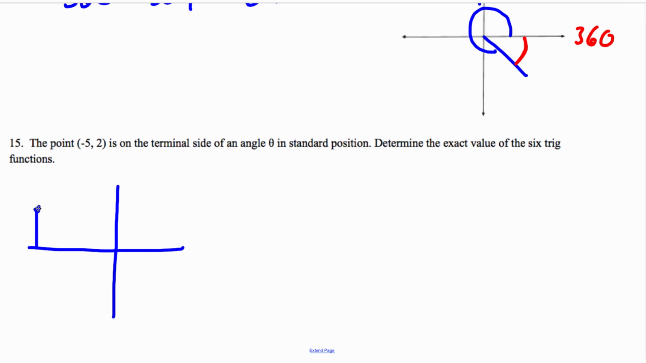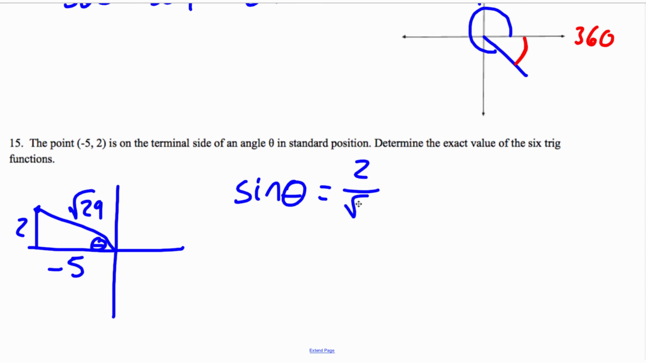I'm going to use this to complete a right triangle. Across the bottom, we went -5, we went left 5 spaces, and then going up vertically, we went up 2 spaces. Now if we're going to do the Pythagorean Theorem to find our missing side, that ends up being the square root of 29. Now theta we always put right next to the origin, so it's going to be this angle down in the bottom right hand corner of our triangle. And now that we have this right triangle, it should be fairly easy for us to do the 6 trig functions.